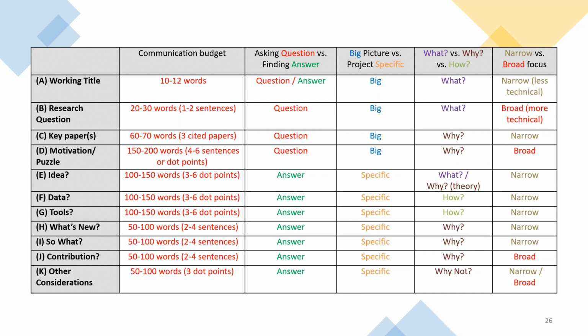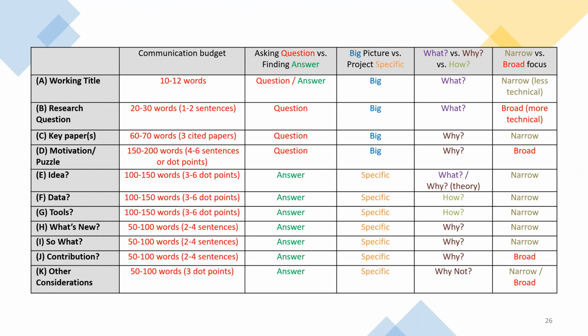The research question. You have a little bit more room to move here. 20 to 30 words, 1 or 2 sentences. So it can elaborate in a sense on the working title. But as I said earlier, it can be and probably should be more technical. What about the key papers? Well, you need to choose 3 papers, and I'm thinking that will take 60 to 70 words, indicative.